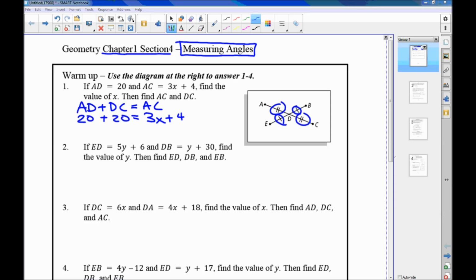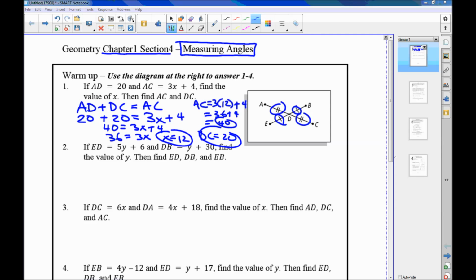So 20 plus 20 is 40 equals 3x plus 4. Subtract 4 to both sides makes 36 is equal to 3x, and that means x is 12. So there's one of our answers, x is 12. And now we need to find out what the value of AC is and what DC is. So AC is going to be equal to, and I'm going to show this algebraically, 3 times 12 plus 4. So that's 3 times 12 for 36 plus 4 for 40. Okay? And then we know that DC already should be 20 because it bisected. So there's our three answers.